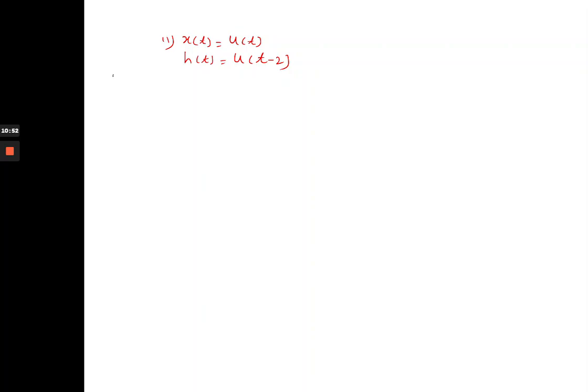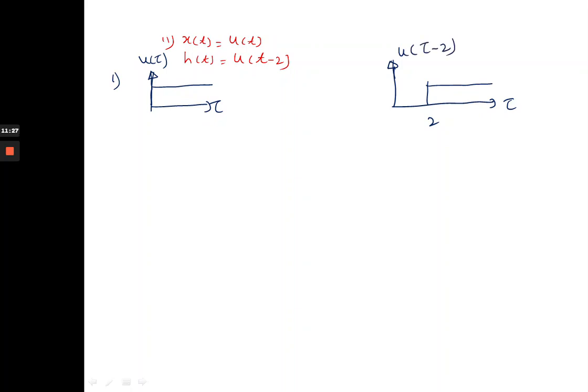Now what is the first step? First step is convert this signal into a dummy variable, represent the signal in the dummy variable, that is tau. This is u of tau. Now this signal will be like this, h of tau. Now this will start from 2, and this is shifted, t minus 2. This is u of tau minus 2.